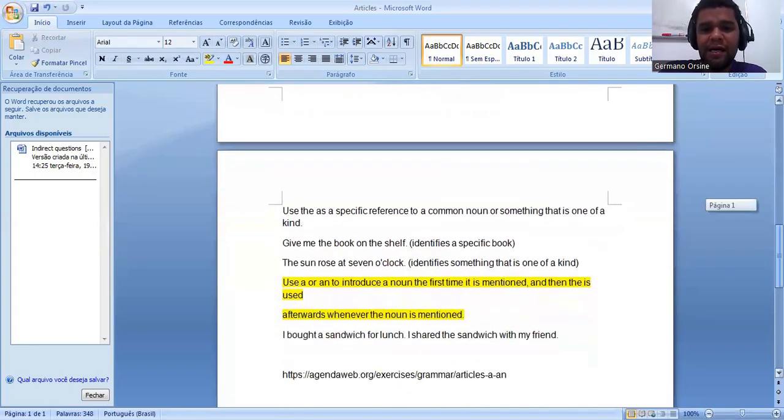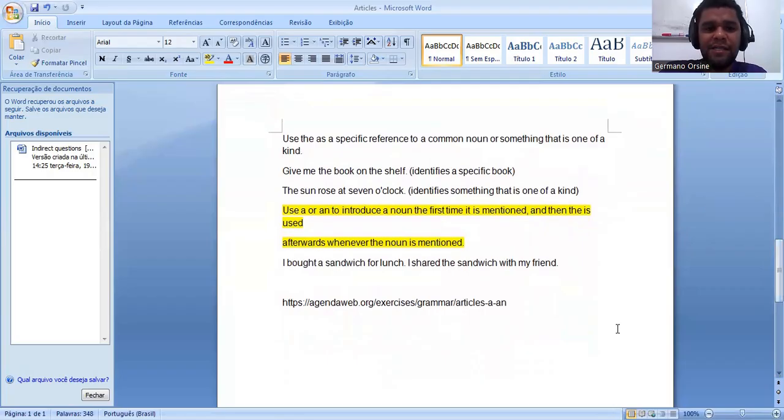Let's take a look at some examples here. Use the as a specific reference to a common noun or something that is one of a kind. Let's see how it works. Give me the book on the shelf. The book on the shelf. We're not talking about just any book, but the book on the shelf. We're talking about a specific book. So that's why we have to use the definite article in this case. Give me the book on the shelf.